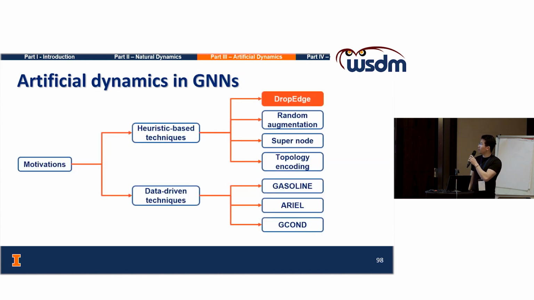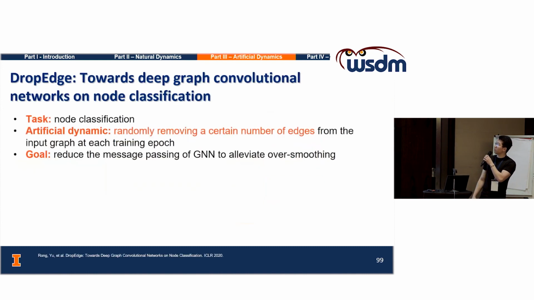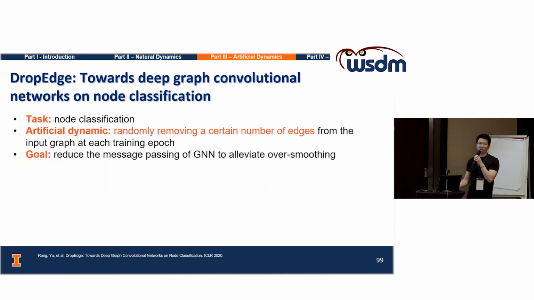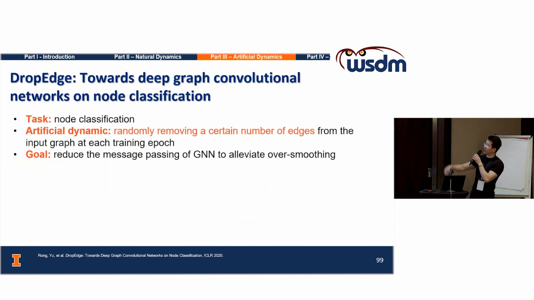So let's have a warm-up about the techniques, which are the heuristic-based techniques. The first representative work we will introduce is named DropEdge. DropEdge is actually a very simple technique to improve the usefulness of the graph neural network. The task that this paper studies is node classification, and the artificial dynamics they propose is very simple: randomly removing a certain number of edges during the training iterations. Okay, so the key point is that this technique is only used in the training iterations, and at inference time, usually we would not use it.